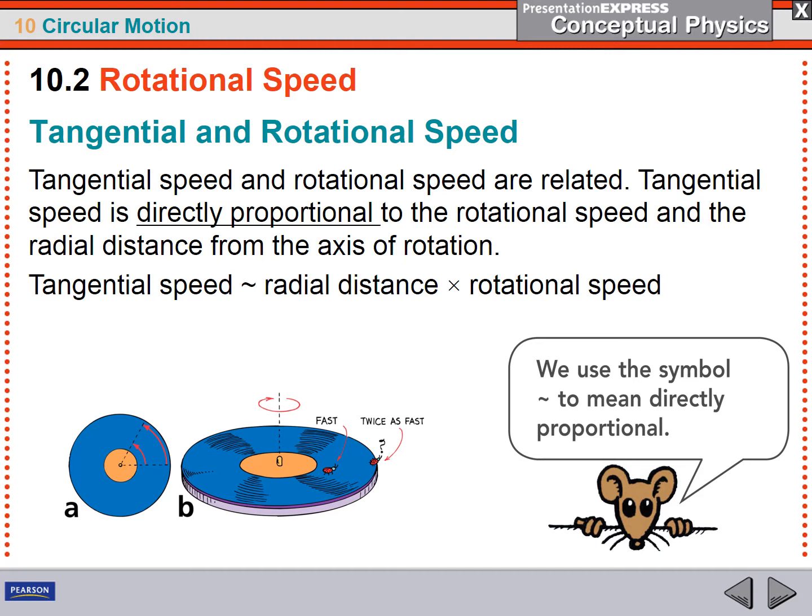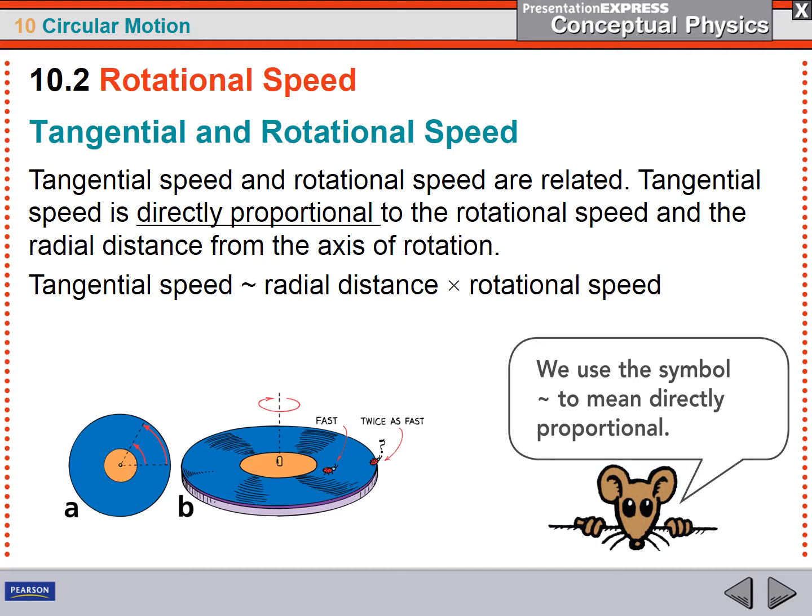When you ride a giant rotating platform in an amusement park, the faster it turns, the faster your tangential speed is. Remember that tangential speed is directly proportional to the rotational speed and the radial distance from the axis of rotation. In a mathematical equation, tangential speed is directly proportional to the product of radial distance and rotational speed. You move faster if the rate of rotation increases. You also move faster if you are farther from the axis.